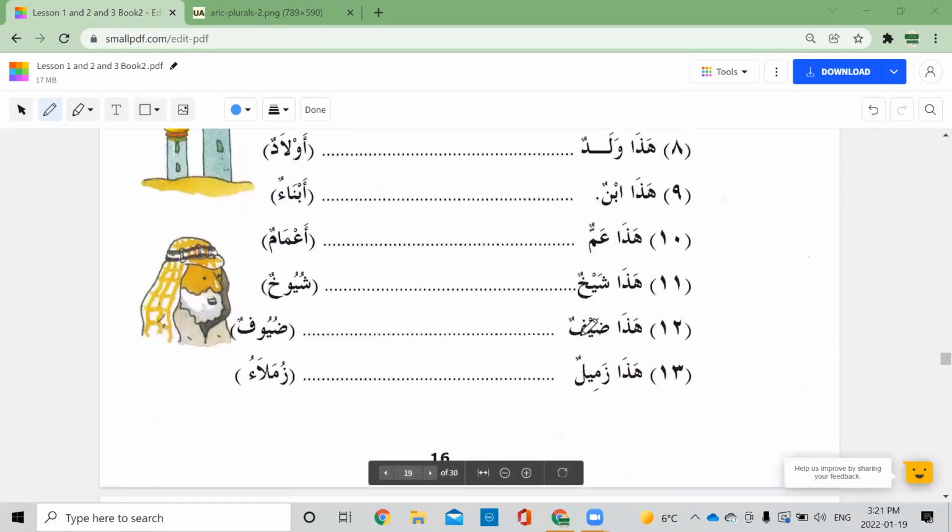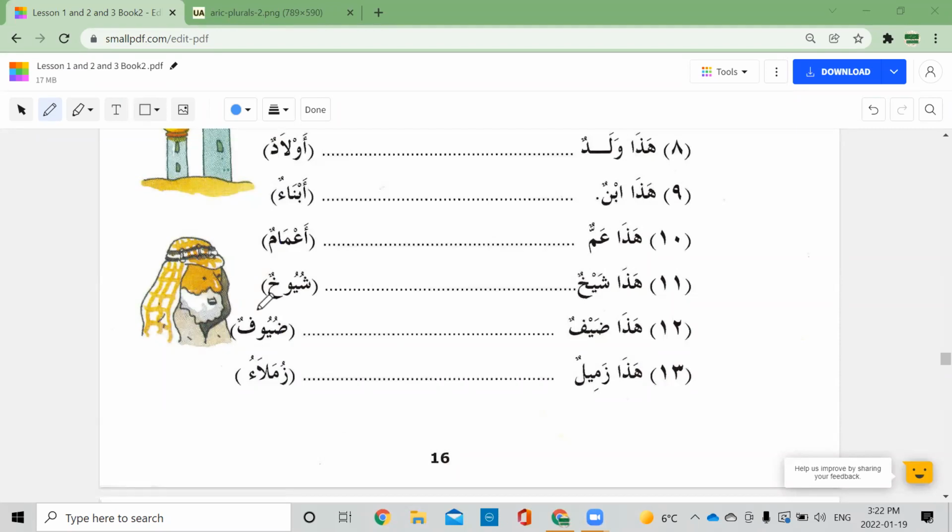I don't know if there's a direct English translation for sheikh. Sheikh would sometimes be translated as old men, elder men, and sometimes as a sheikh or an imam. It depends on the context. Okay. And then hada dayfun and haulai duyufun. Also not very clear on the English translation of dayf. Daif means weak. So this is a weak person, and duyufun, these are weak people. Hada zamilun. This is a classmate or a colleague. Haulai zumala'u. These are classmates or colleagues.